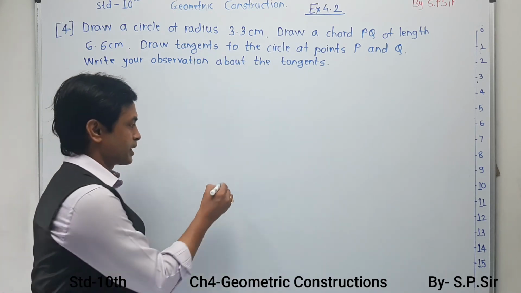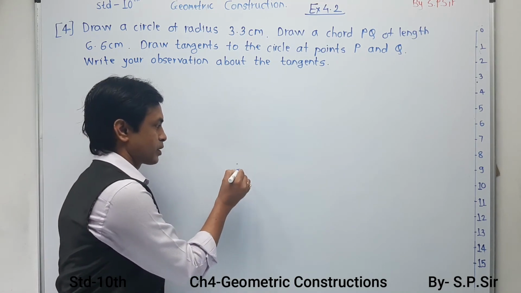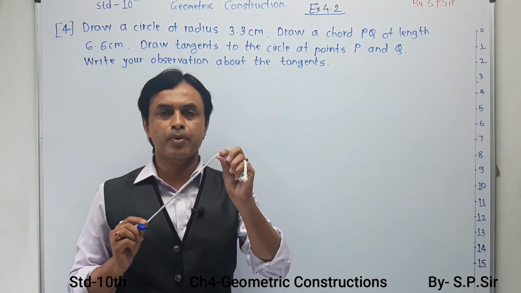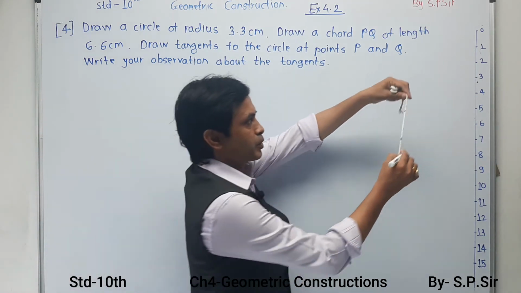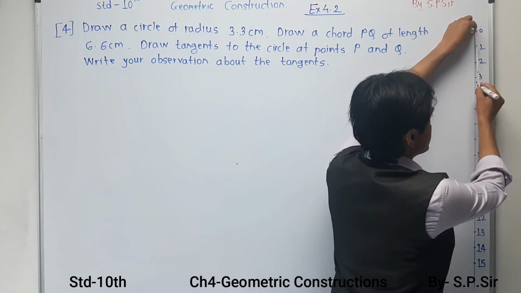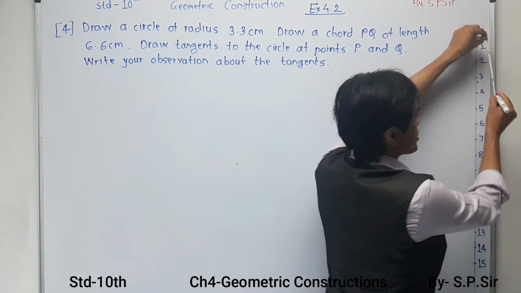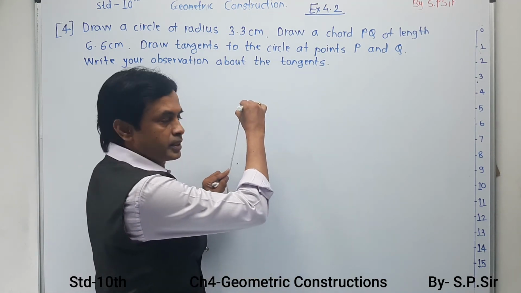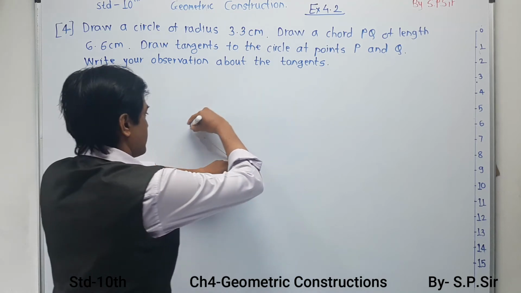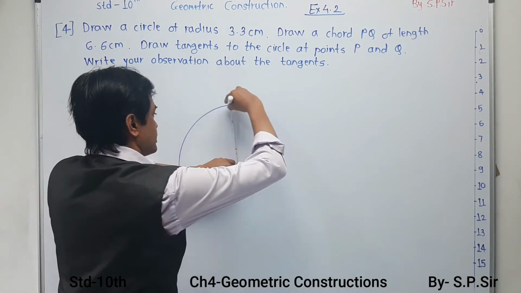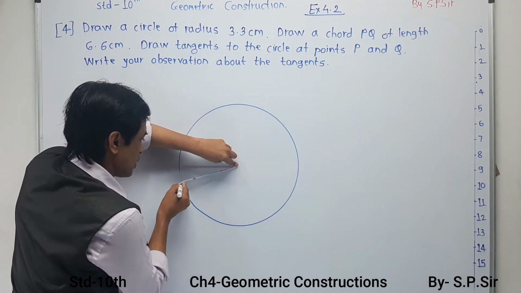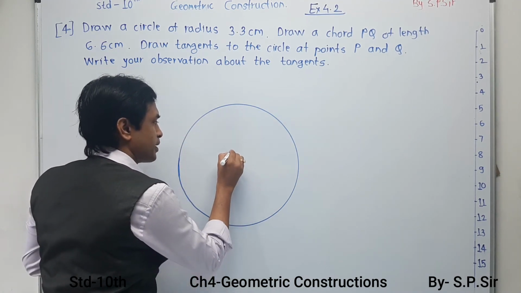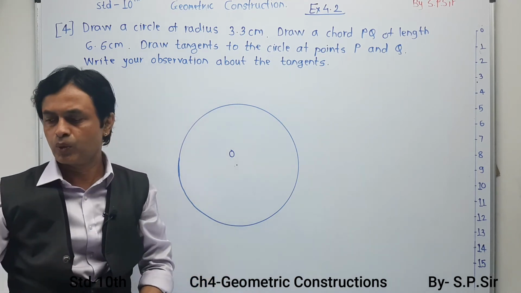Here there isn't any given name for the center, so I am going to take a center over here and take a radius in my compass. Remember this is my pointed head, this is my pencil head, and I am going to take a radius of 3.3 centimeter. Now I am going to draw the circle of radius 3.3 centimeter. So this is my circle. They haven't given any center name, so I am going to call it O.